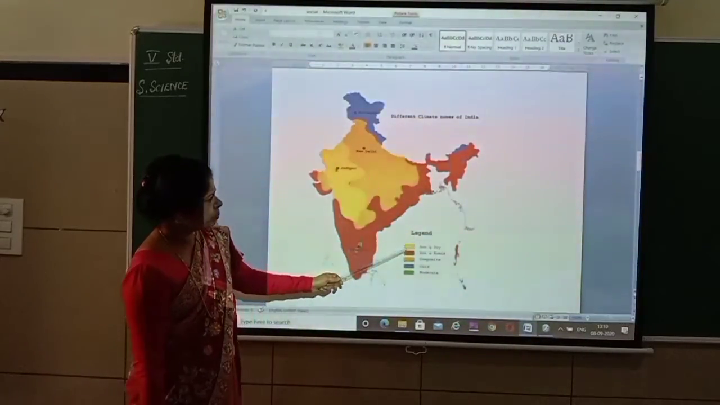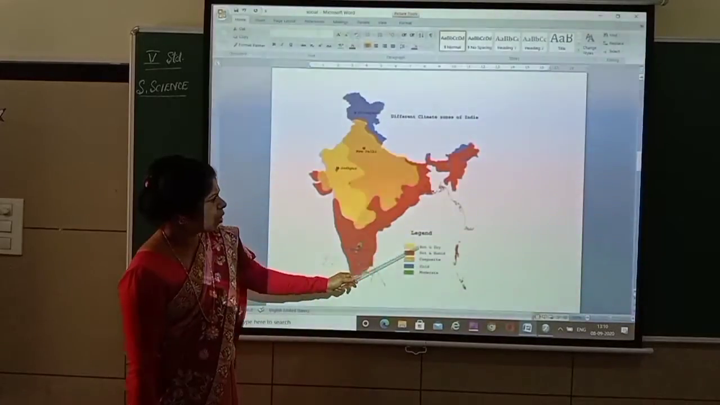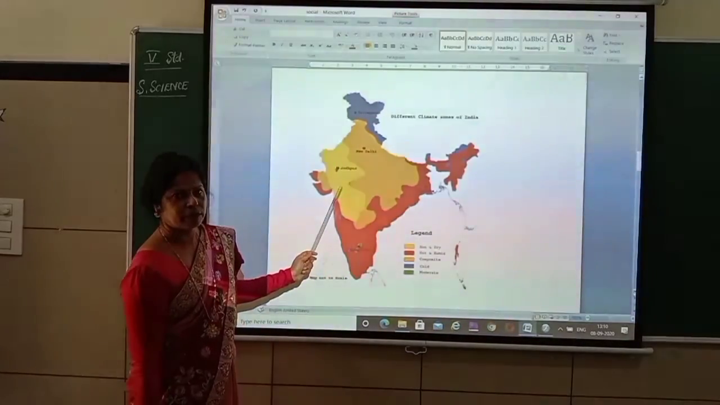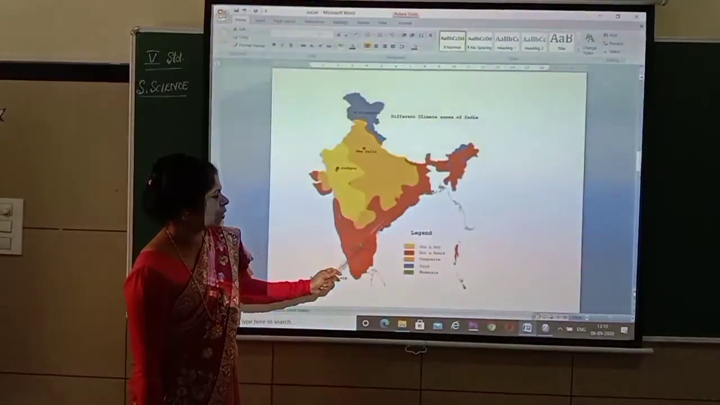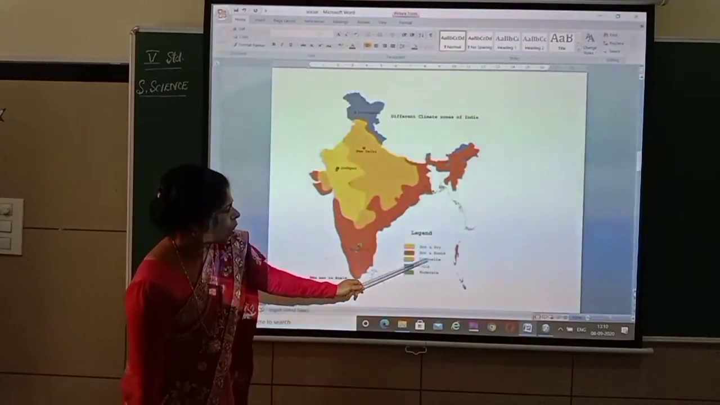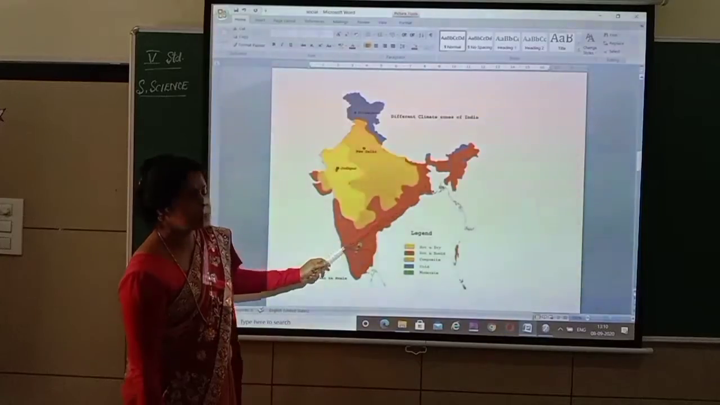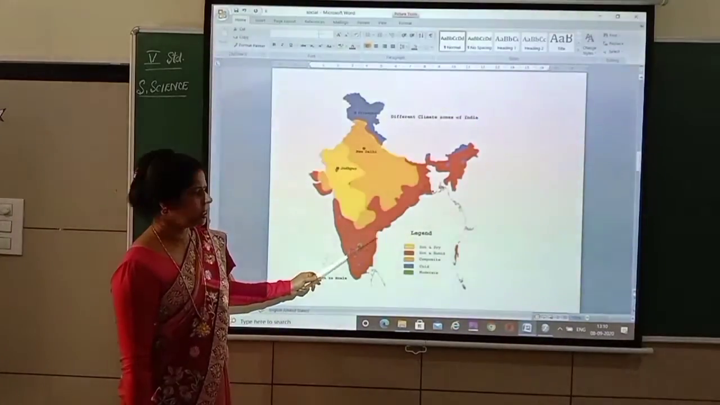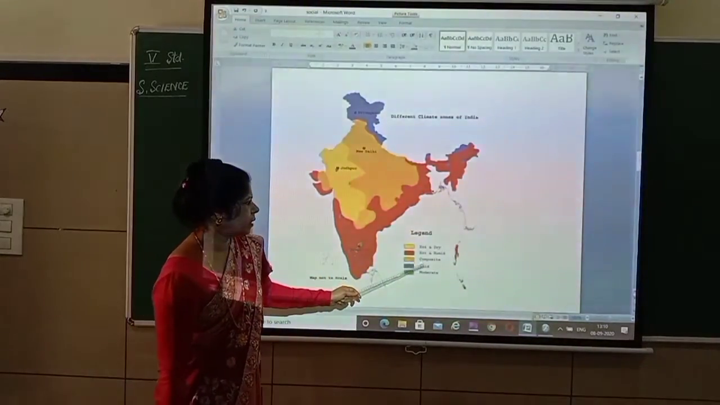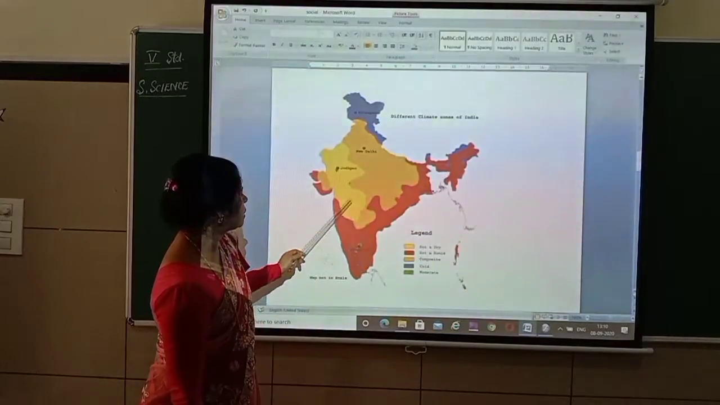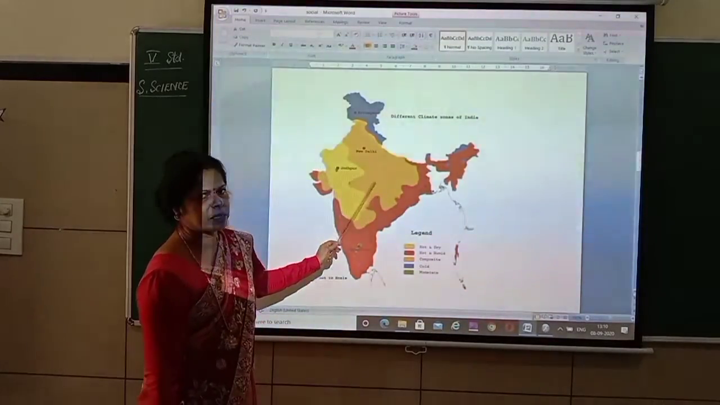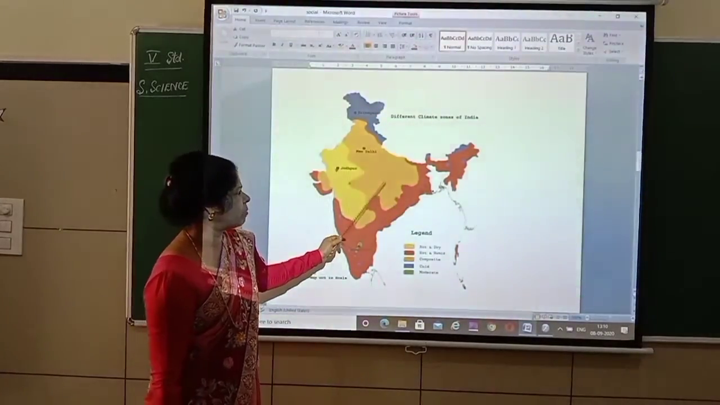So you can see yellow is representing hot and dry climate. If it is hot and dry climate, it is yellow. Red is hot and humid, red color. Hot as well as humid. Humid means there is presence of moisture in the atmosphere. Then you see this is composite, means little orange, everything mixed up. So all different types of climates you can see.